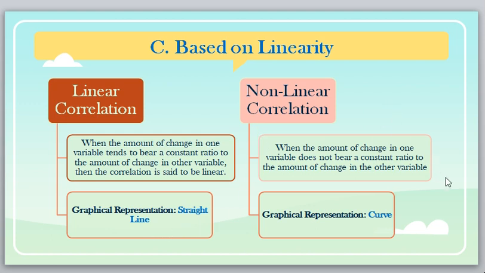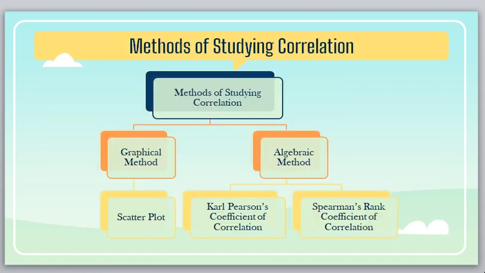Coming to the non-linear correlation, when the amount of change in one variable does not bear a constant ratio to the amount of change in the other variable, then we call it a kind of non-linear correlation. The best way to understand is that the graphical representation of non-linear correlation will be in the form of a curve instead of a straight line. So this is how it is represented, linear in the form of a straight line and non-linear in the form of a curve.